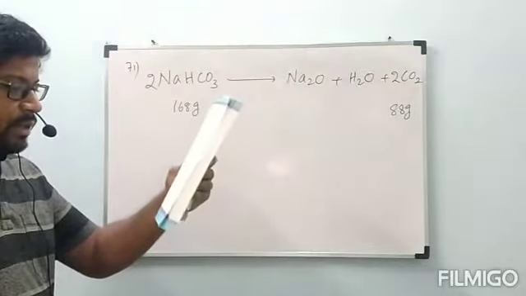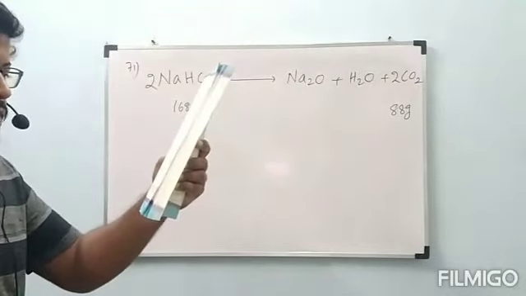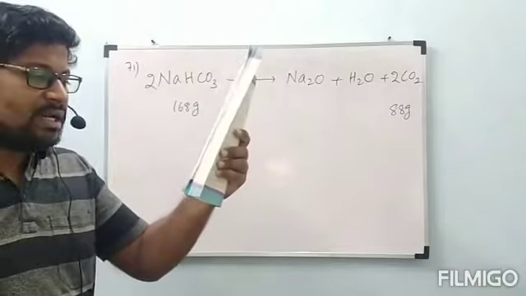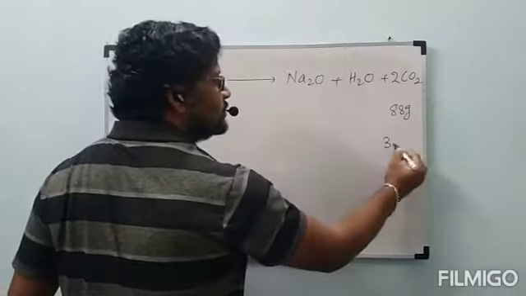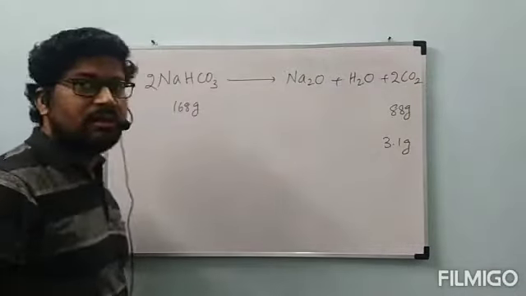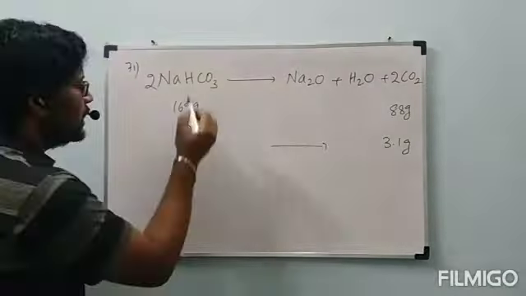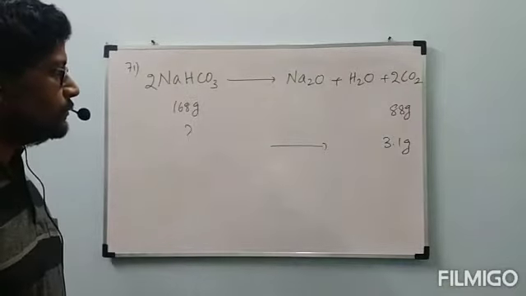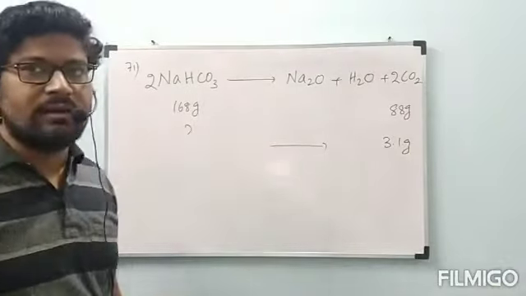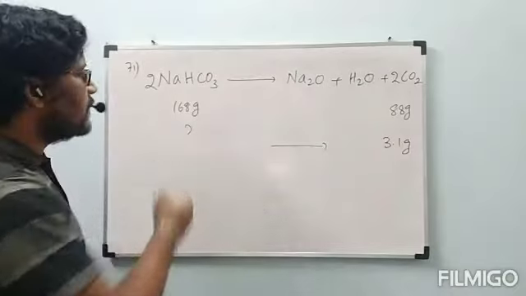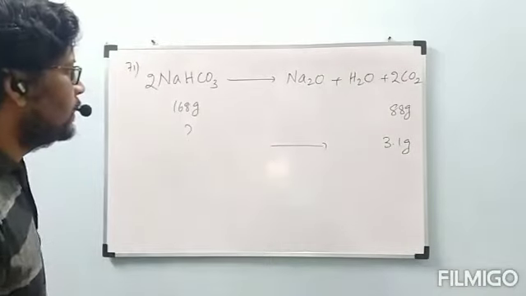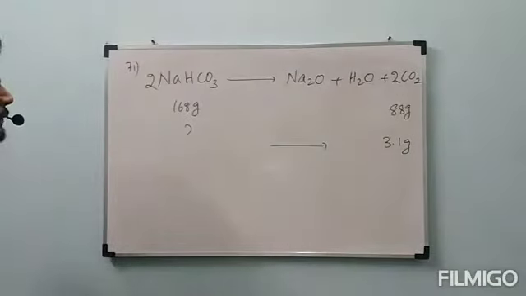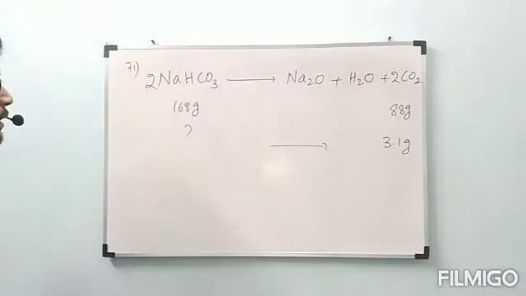Now what is the question? When a sample of baking soda is strongly ignited, it suffered a loss in weight of 3.1 grams. The mass of baking soda is. Now this is observed with 3.1 grams of loss. How much amount of NaHCO3? CO2 gram weight is 3.1. According to that, we can find the mass of NaHCO3: 3.1 into 168 divided by 88.